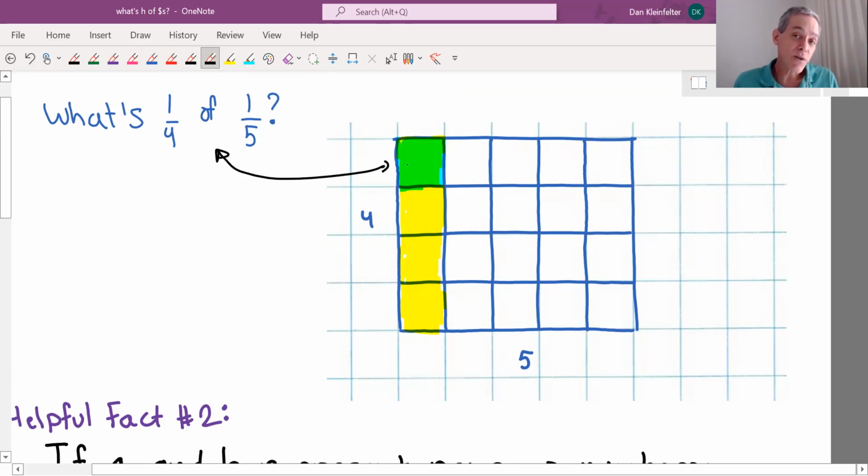Okay, and so think about what part of the original cake that was. The original cake, we divided into 4 rows and 5 squares in each row. 4 times 5 is 20. This green square is 1/20th of the whole cake. So that suggests that 1/4 of 1/5 would equal 1/20th of the whole cake.